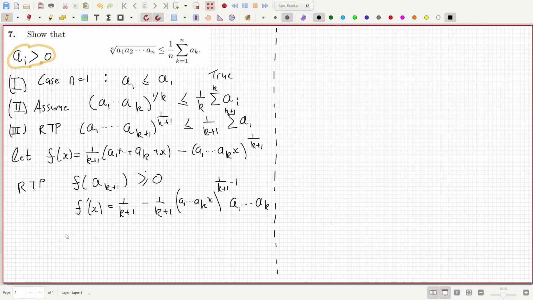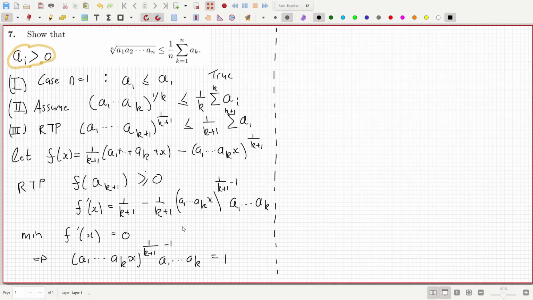So the minimum, that would be the derivative equal to 0. So then what that would mean, this is equal to 0, so the k plus 1's cancel out, and you can take this over to the left, so that (a1 dot dot dot ak x) to the power 1 over k plus 1 minus 1, times a1 dot dot dot ak, should equal 1.